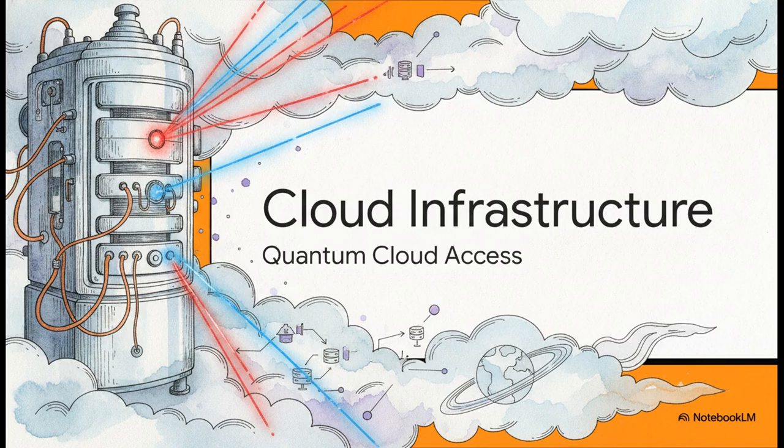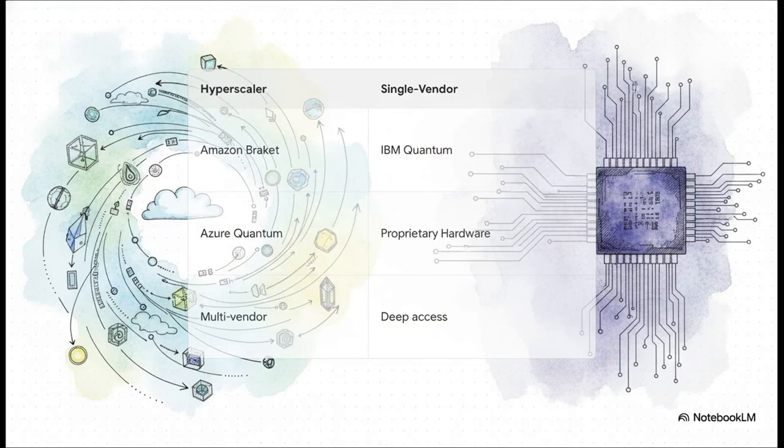Given all the extreme cryogenic and laser infrastructure required to run these things, how do developers actually access these machines? The answer is the cloud. Out in the wild, there are two main deployment models. On one hand, we have hyperscaler aggregators like Amazon Braket and Azure Quantum. These platforms give you a unified SDK and route your jobs out to multiple third-party hardware vendors. They offer incredible hardware-agnostic flexibility. On the other hand, we have single-vendor platforms like IBM Quantum, which route jobs strictly to their own proprietary hardware.